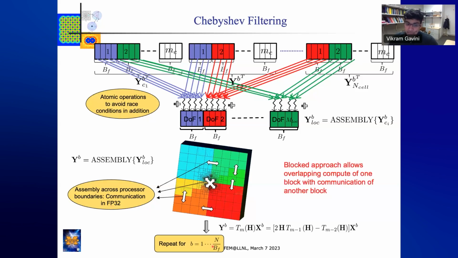And because we are doing this h times x for each of the blocks of wave functions, we can also overlap the compute and communication of the blocks. So while the communication of one of the blocks is happening, the compute of the next block can actually begin.